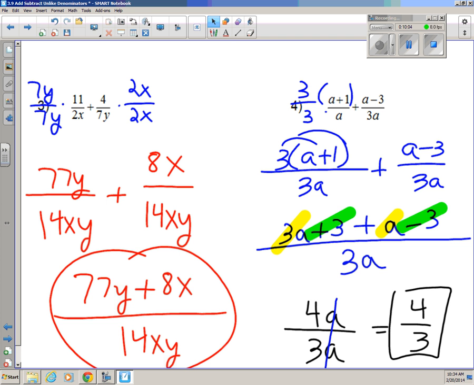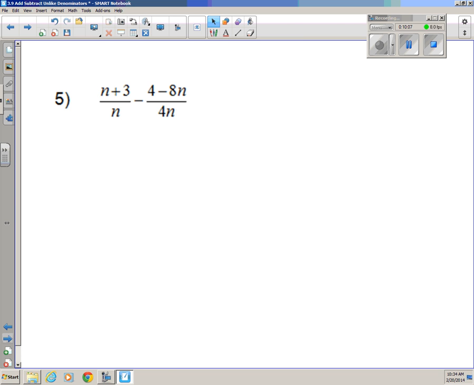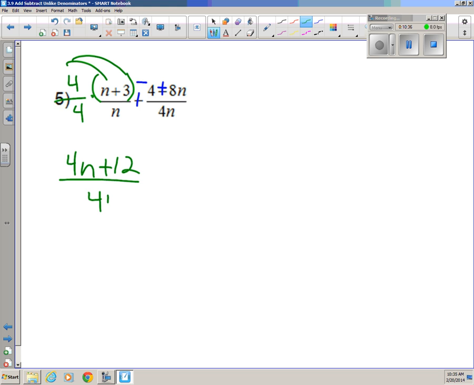Let's move on to the next one. Alrighty, so now we've got a subtraction problem again, and before I do anything, I'm going to keep change all. So this becomes an addition problem, this becomes a -4, this becomes a positive 8n. In terms of denominators, I need to have them both be a 4n. So I just need to multiply that particular numerator by 4, and I'm going to distribute all at once. Hopefully you're going to be okay here. This is going to become 4n plus 12 over 4n. The second fraction becomes plus -4 plus 8n over 4n.